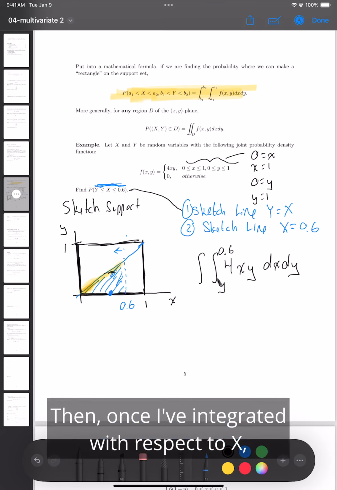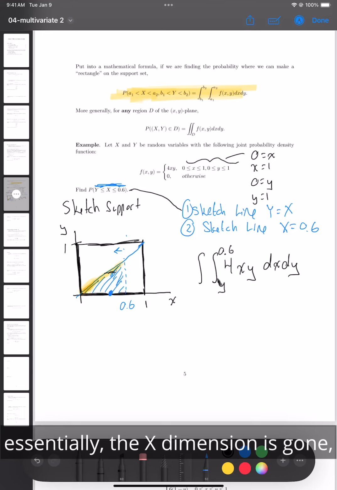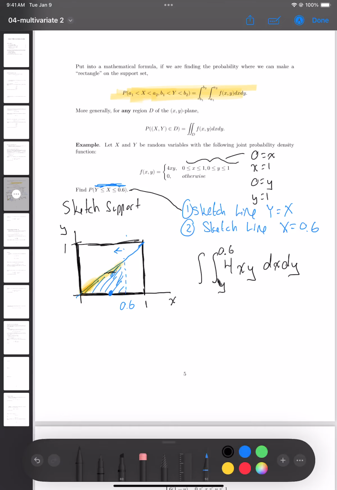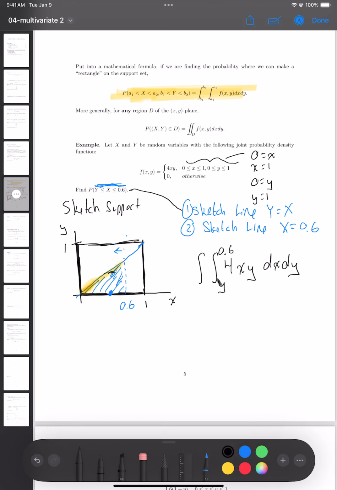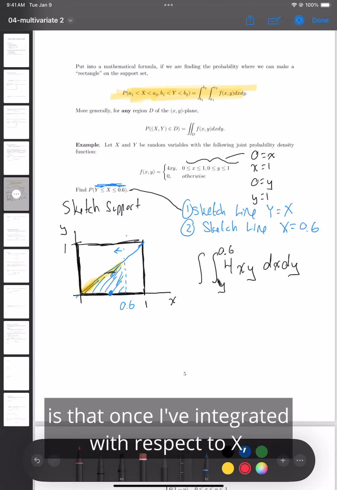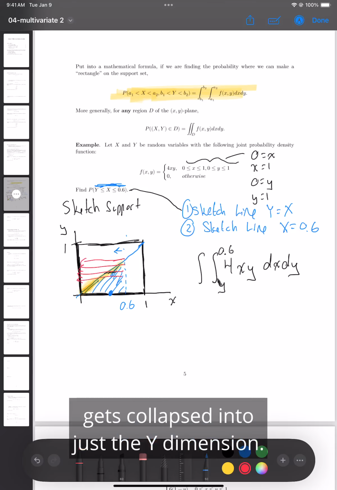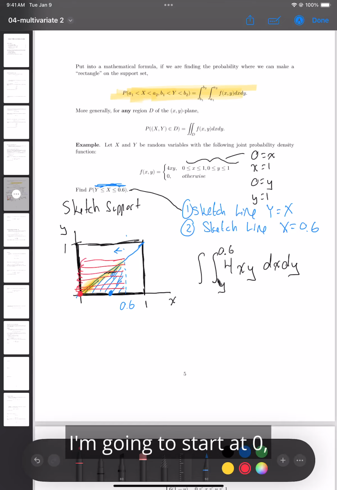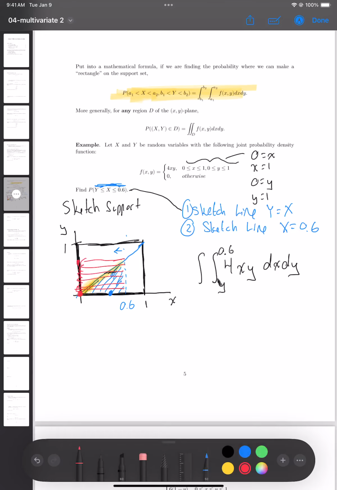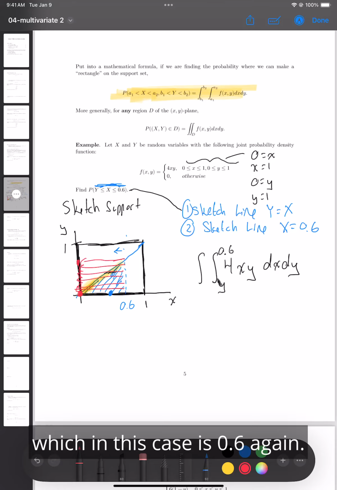Then, once I've integrated with respect to x, essentially the x dimension is gone because I've already integrated out x. And so one way that you could think about this, I'll use a different color, is that once I've integrated with respect to x, all of this gets collapsed into just the y dimension. And so then when I'm integrating with respect to y, I'm going to start at 0, and I'm going to go up to the point where that stops collapsing, which in this case is 0.6 again.